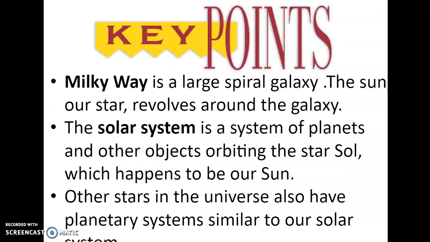Just to sum up our quick lesson from today, the Milky Way is a large spiral galaxy. Out of those 3 categories, spiral, elliptical, irregular, our galaxy, the Milky Way, is a spiral galaxy. The solar system is a system of planets and other objects orbiting the sun. Other stars in the universe also have planetary systems similar to our solar system.